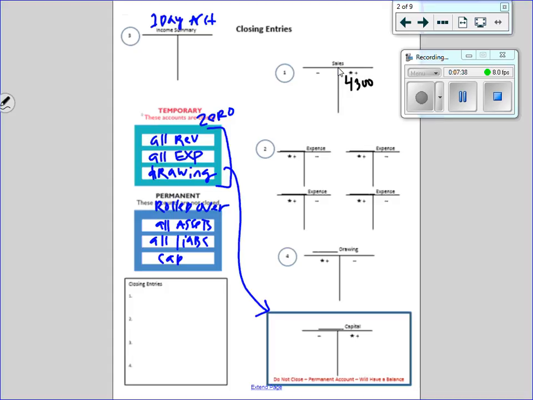Okay. So let's put their names in first. The salaries and wages expense, the miscellaneous expense, and the supplies expense. Those all had balances coming in. 1,344, 256, and supplies expense had 1,900.